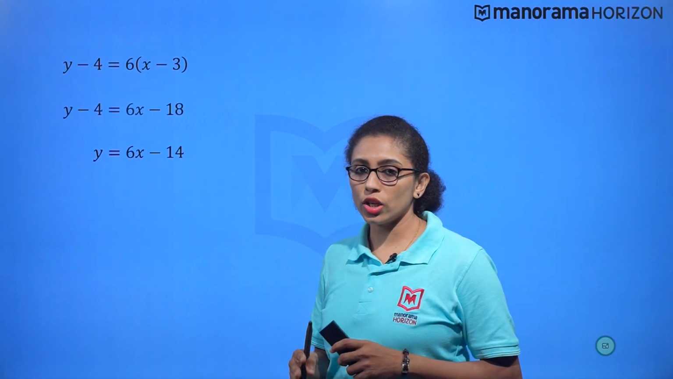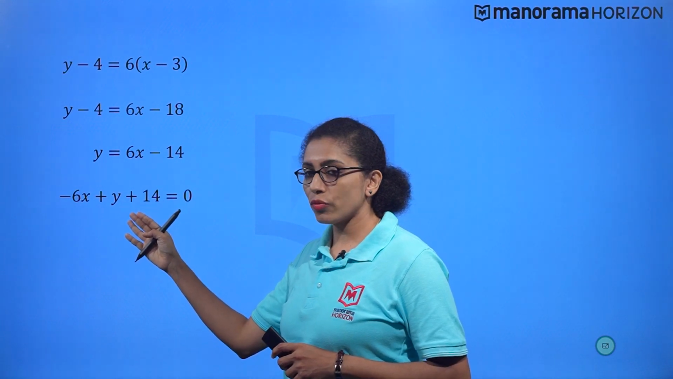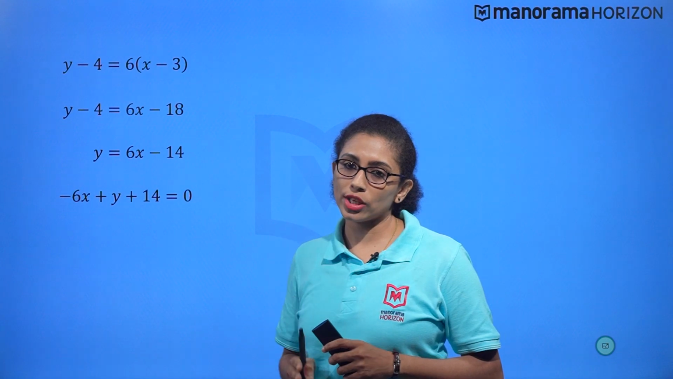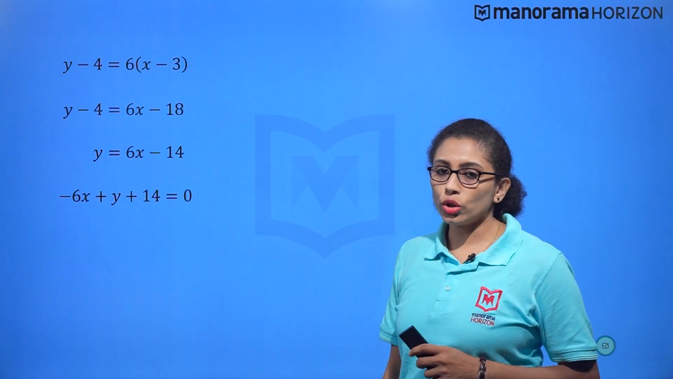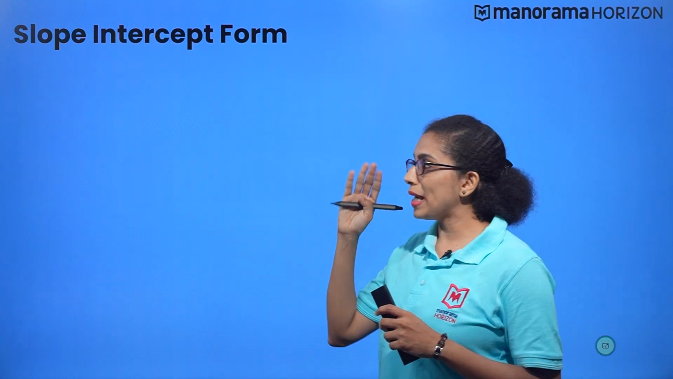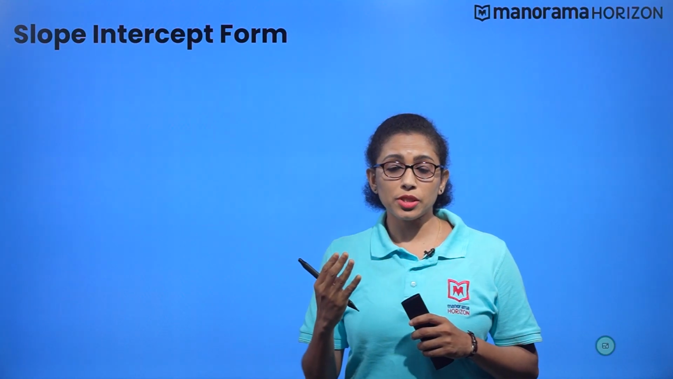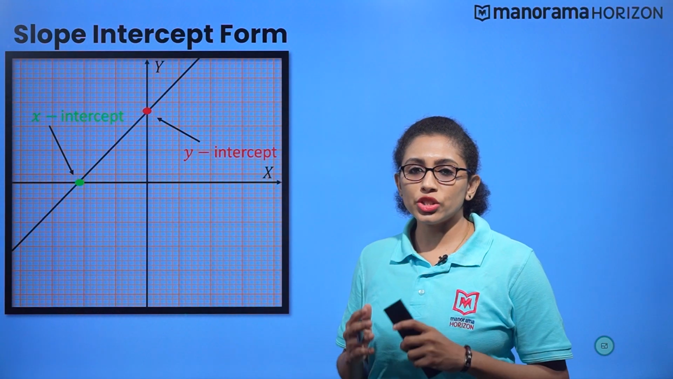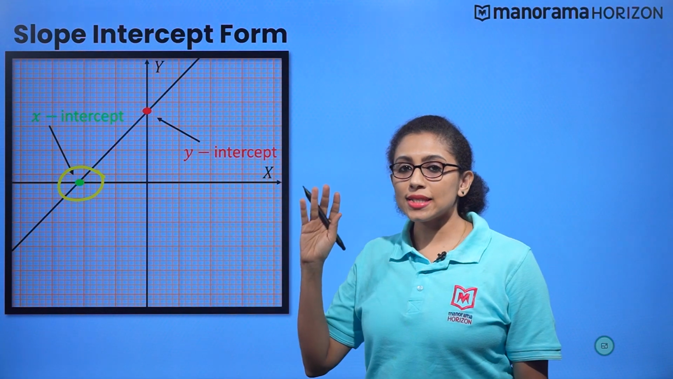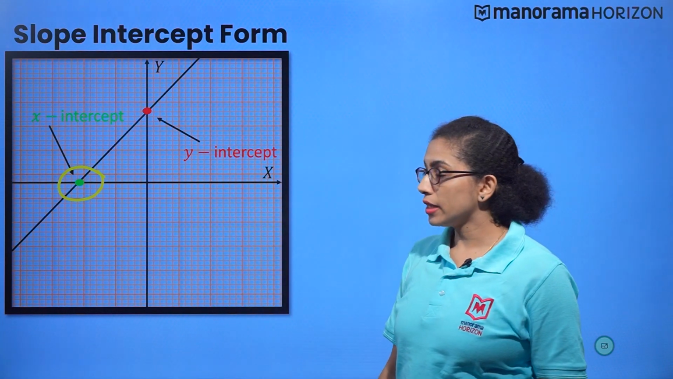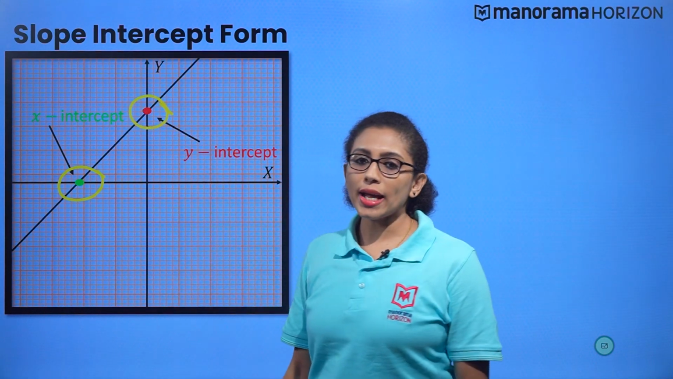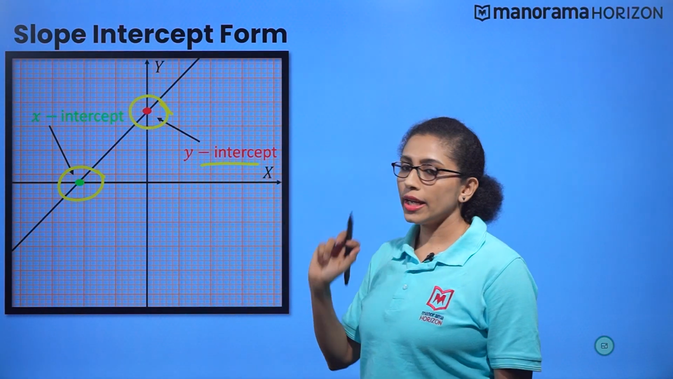On solving, it reduces to minus 6x plus y plus 14 is equal to 0, which is the required equation of the line. Now, let's move on to the next form, that is slope-intercept form. In the slope-intercept form, what is intercept? Consider this figure. Let me first tell you that the point at which the line passes through the x-axis is called x-intercept. And the point at which the line passes through the y-axis is called y-intercept.